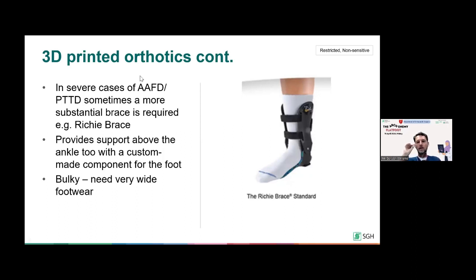The downside for these is that they are bulky. You need wider footwear to accommodate this device. So it will make it a bit limiting as to what you can wear. But they certainly are quite effective at reducing symptomatic flat feet. Okay.